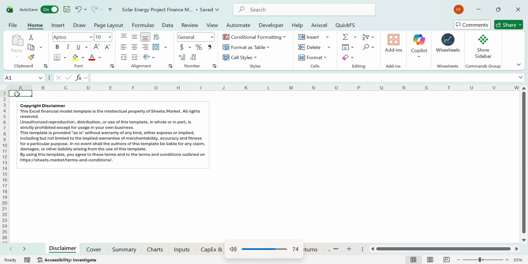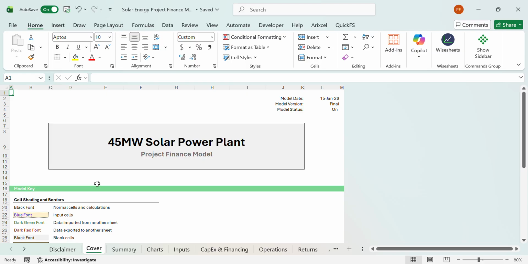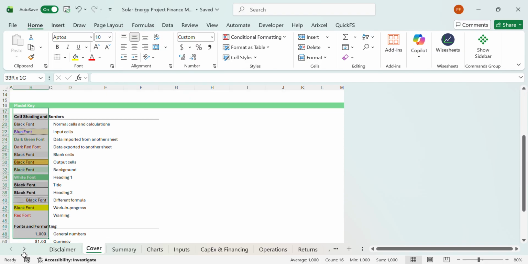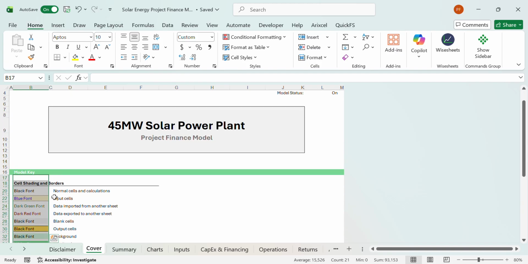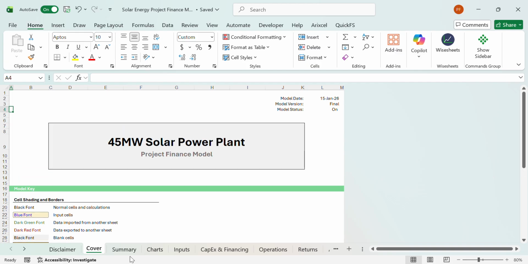Hello and welcome in this tutorial for the solar energy project finance financial model. On the first tab here, cover, you can see the color coding. So you can understand how to treat the different colors that you will see, the different cells that you will see across the model.